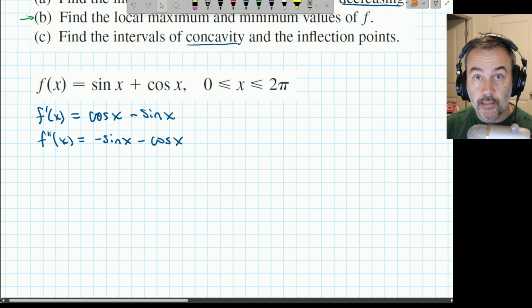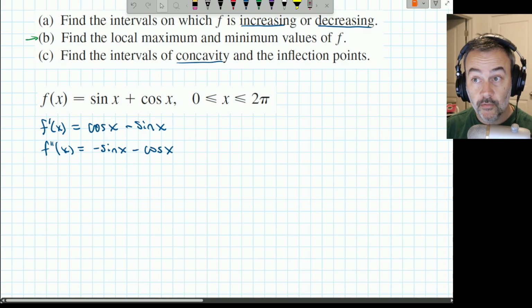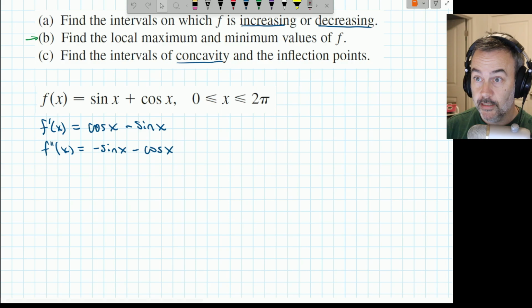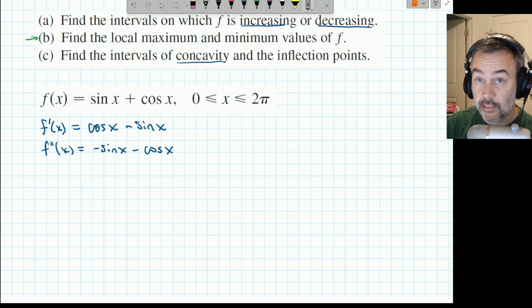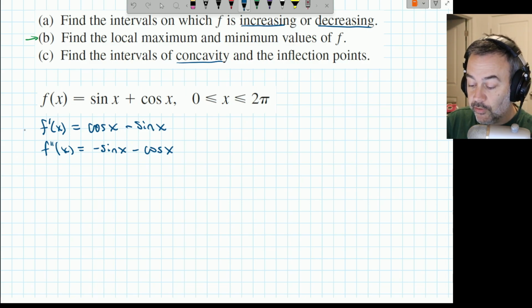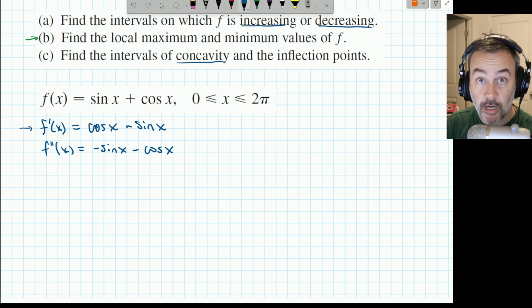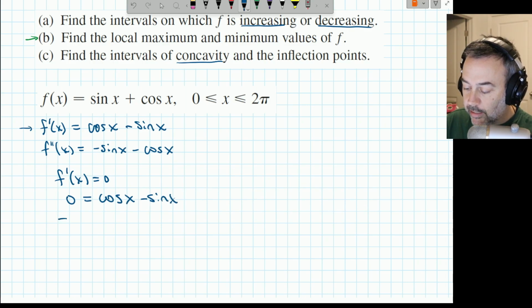Let's find the max and mins. To find the max and mins, we have two ways to do that. We're finding the local max and mins, so I'm not considering the endpoints, and I'm not looking for the absolute max and mins, although that's an interesting question too. If I'm going to find the local max and mins, I first need the critical values of f, so I need the zeros of f prime. So let's do that. I'm going to set f prime of x equal to 0, but what does that mean? That means 0 equals cosine x minus sine x, so sine x equals cosine x.